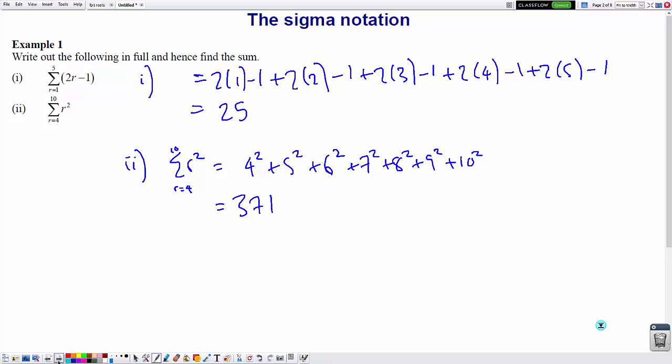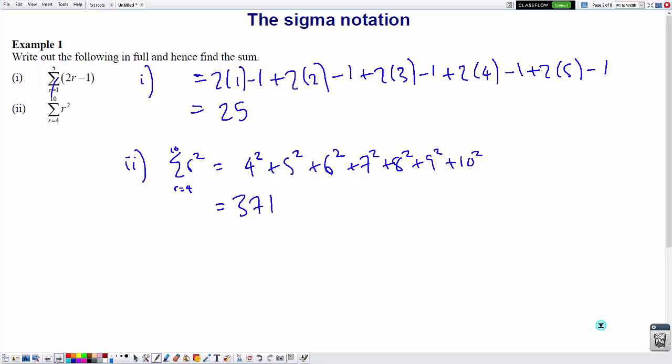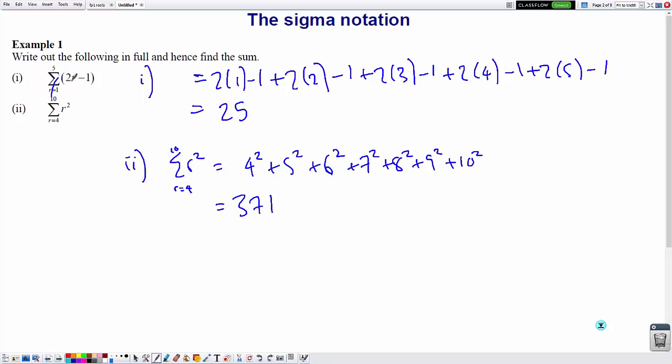Okay. Now, something a little bit trickier. So we want to find the following sums using sigma notation. We don't want to work out what this is equal to. We want to write this like this. So when doing this, you want to find this inside bit. So you want to find your nth term.